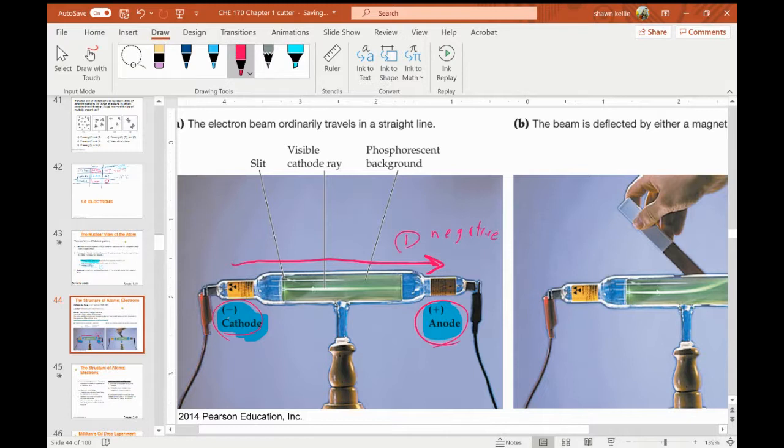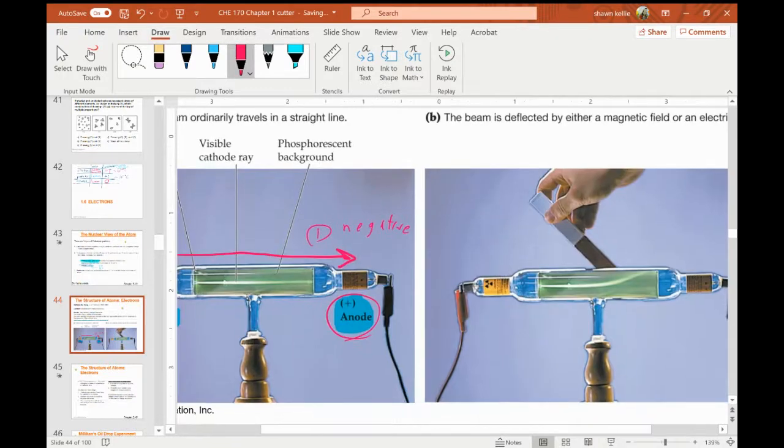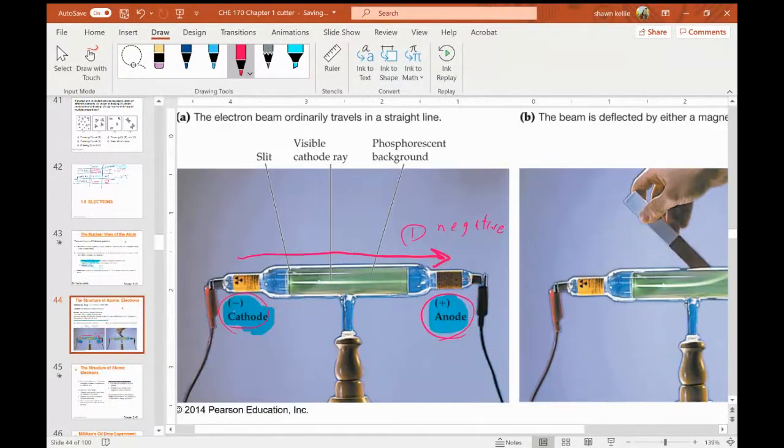He also applied a magnetic field to these rays and discovered that these rays respond to the presence of the magnetic field, always bending towards the positive end of a magnetic field, always being repulsed by the negative end of a magnetic field. So he had two pieces of evidence that these little particles that he was observing had negative charges.